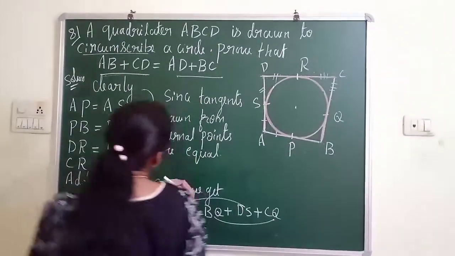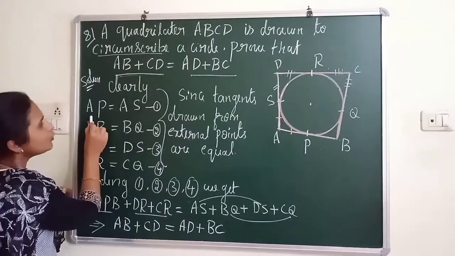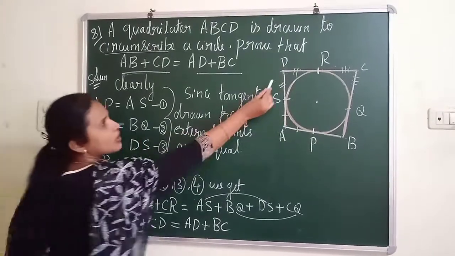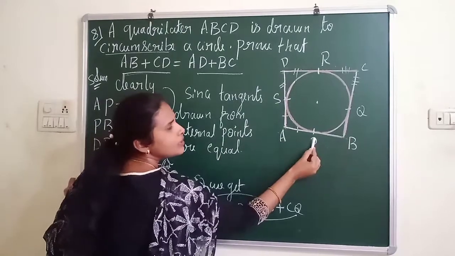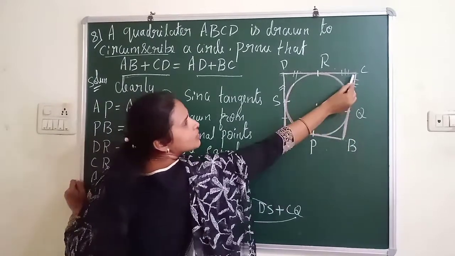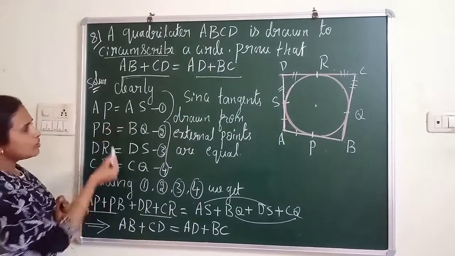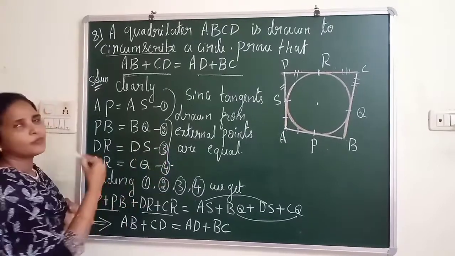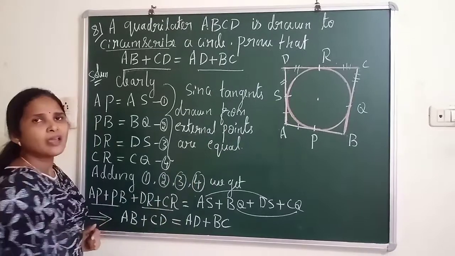So here I have written whatever I explained; now you can just write it here clearly. We proved that AP equals AS at this corner, and from this corner DS equals DR, from this corner BP equals BQ, and from this corner CR equals CQ. So at all four corners the tangents are equal. Take these as 1, 2, 3, 4. What is the reason? Since tangents drawn from external points are equal.